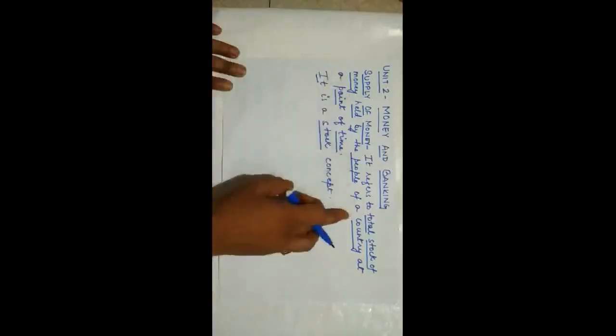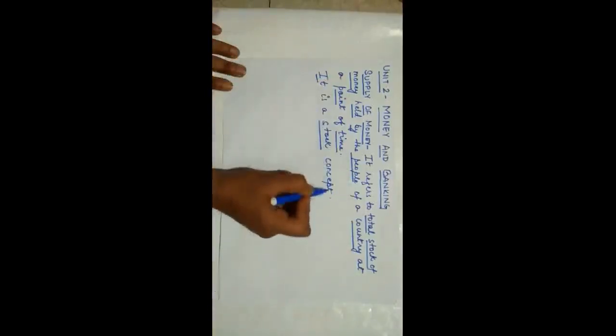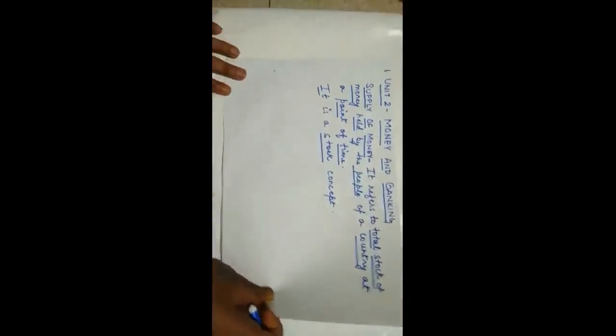Remember, the total stock of money held by the people, other than the RBI (Reserve Bank of India), commercial banks and the government of the country, is considered as supply of money. Supply of money is a stock concept. It is not a flow concept. Okay, children, you have to learn this definition.